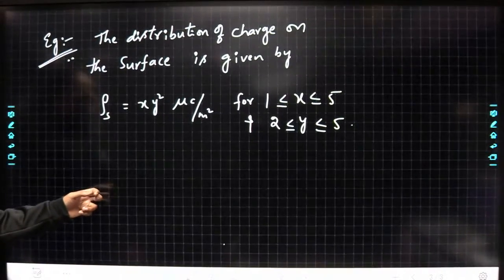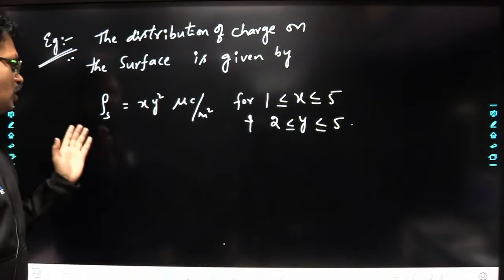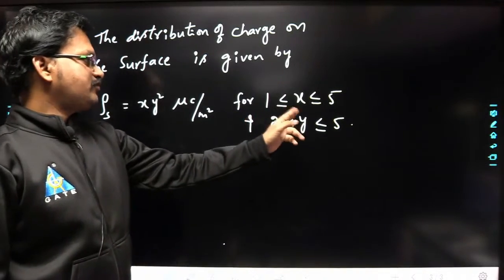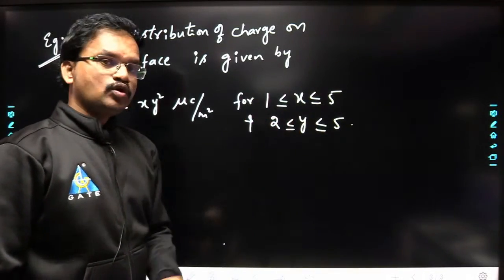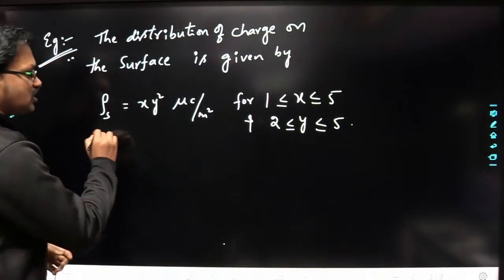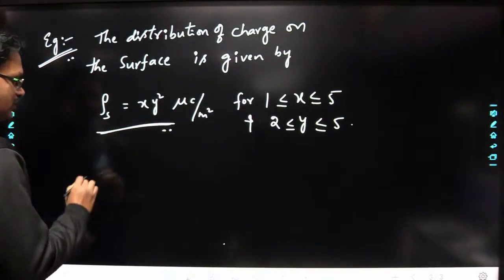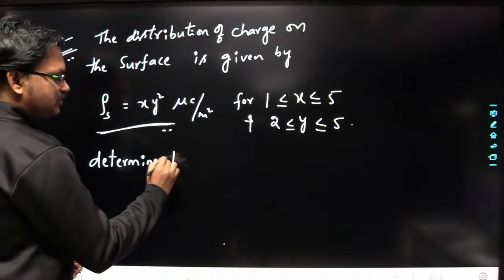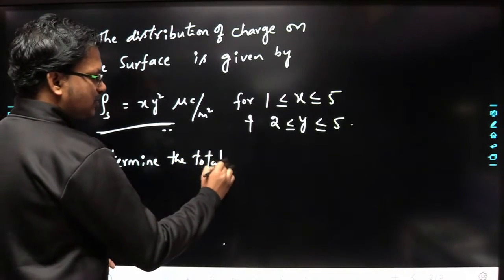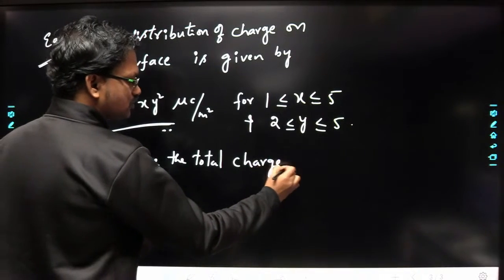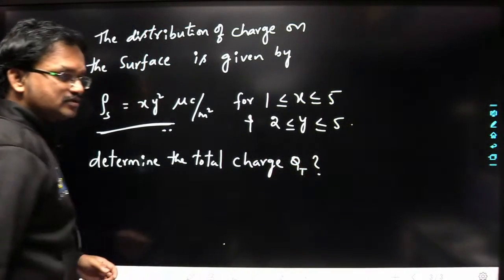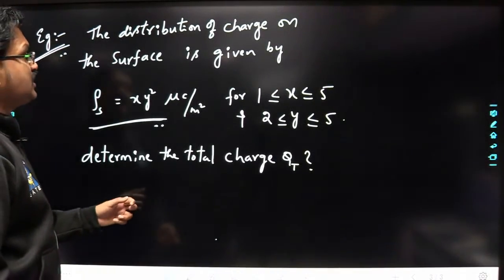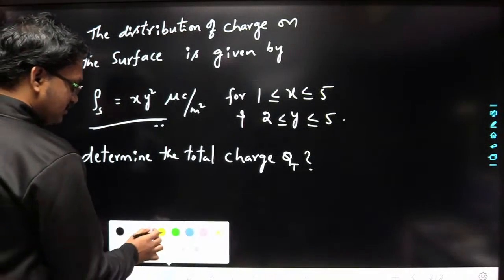Understood? So the distribution of charge on the surface is given by rho s is equal to x y square microcoulomb per meter square, where x is varying from 1 to 5 and y is varying from 2 to 5. This is the charge distribution they have given, and they are asking to determine the total charge. So if you try to determine the total charge, what are you going to get? Tell me. See here, they said the distribution of charge.